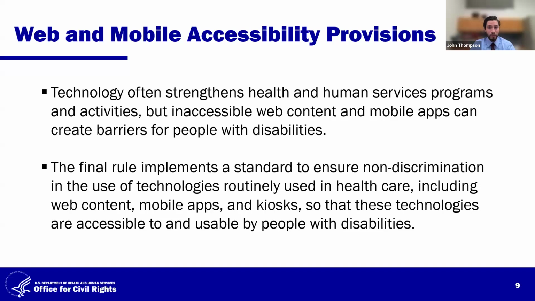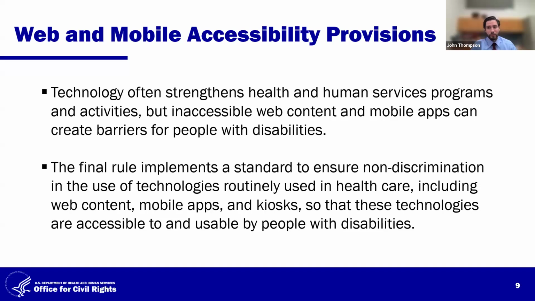Second exception is similar. This is pre-existing conventional electronic documents. And these are specific kinds of documents. There's an exhaustive list of the types of documents in the rule that are not currently used by the recipient for any of its programs or activities. So they absolutely cannot be used for applying for services or benefits. They can't really be used. They have to be only there for historical purposes. So very similar to archived web content.